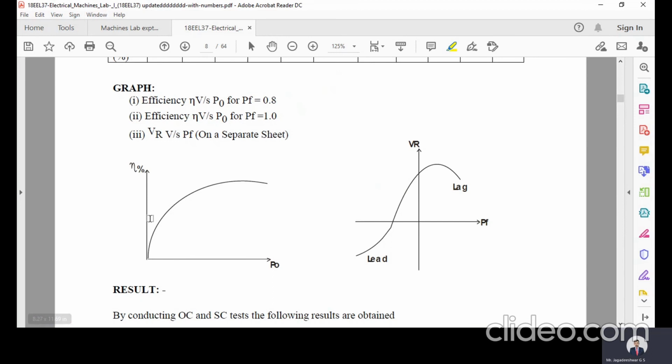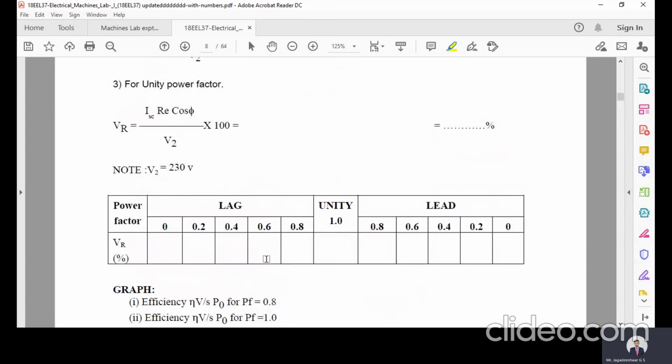For 25%, how much efficiency you are getting. For 50%, how much efficiency you are getting. So like that, if you plot the graph, it will look like this. So it will gradually go on increasing with increase in the fractional load. So this is the second part.